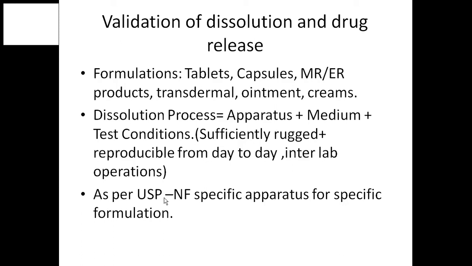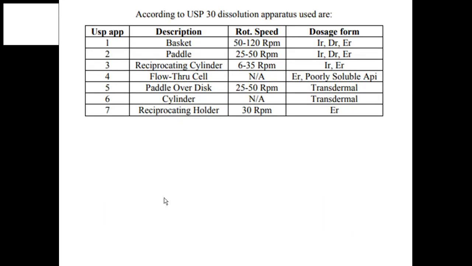As per the USP National Formulary, separate apparatus are specified for specific formulations. Here I mention: type 1 apparatus, that is the basket type, is used for immediate release (IR), delayed release (DR), and extended release (ER). Paddle is the same. The reciprocating cylinder is mainly used for immediate release and extended release.